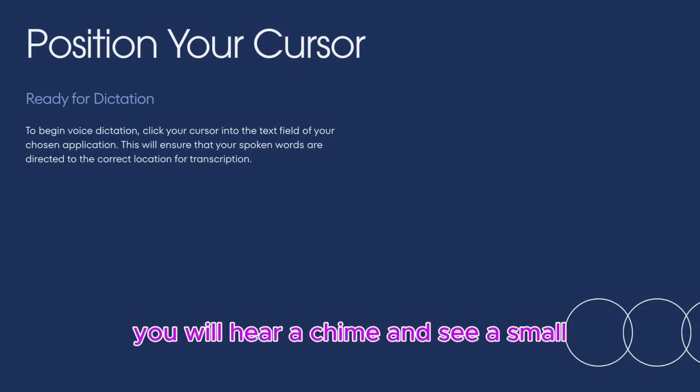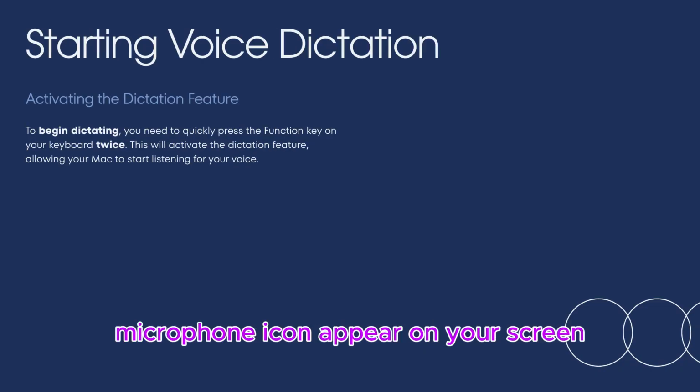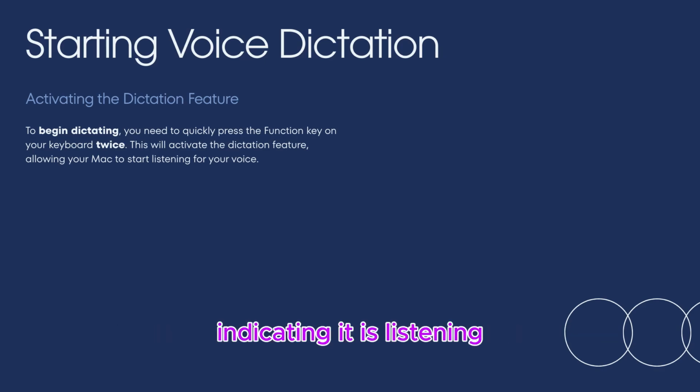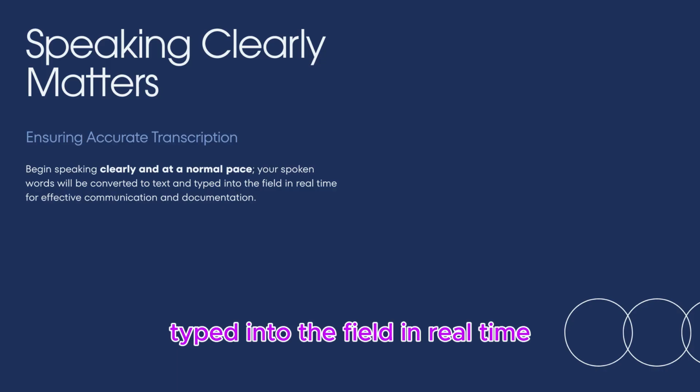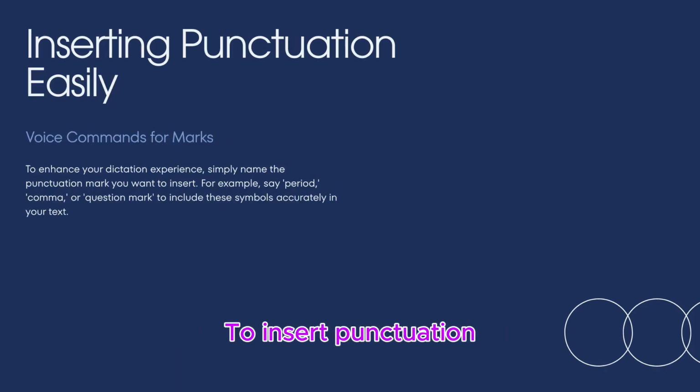You will hear a chime and see a small microphone icon appear on your screen, indicating it is listening. Begin speaking clearly and at a normal pace. Your spoken words will be converted to text and typed into the field in real time. To insert punctuation, simply say the name of the mark, such as period, comma, question mark, or new line.